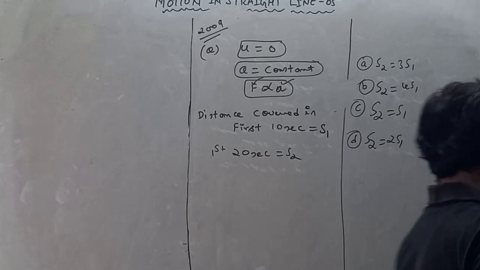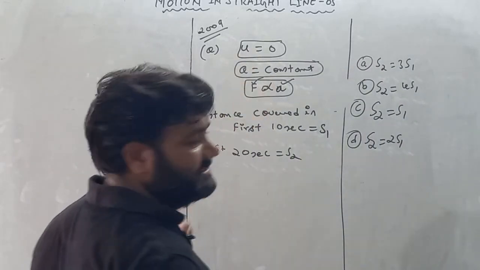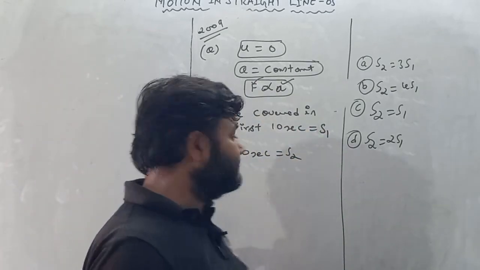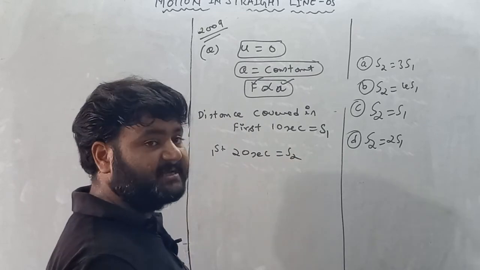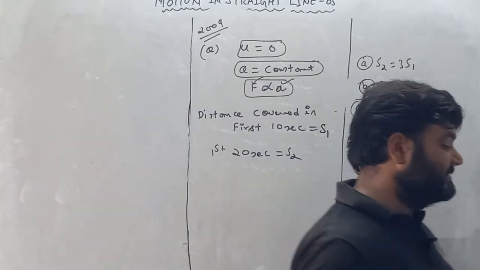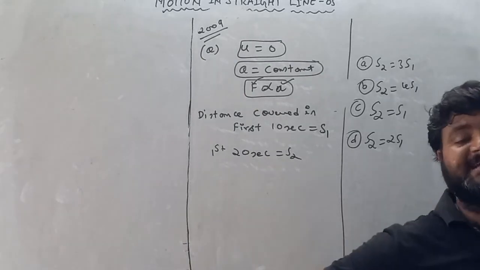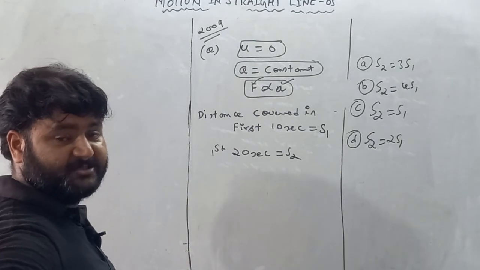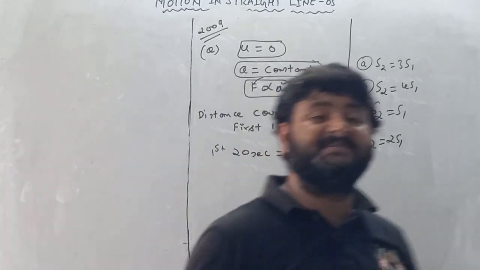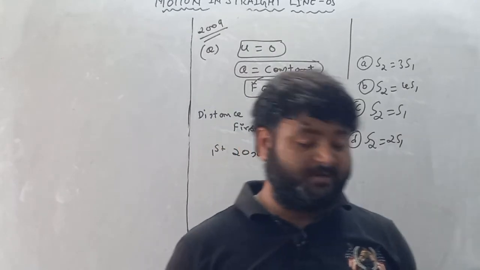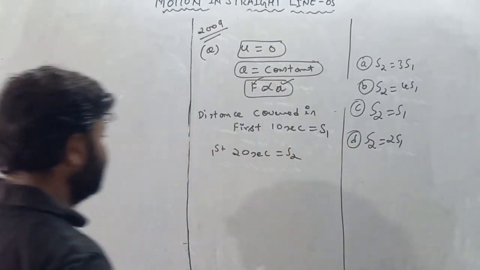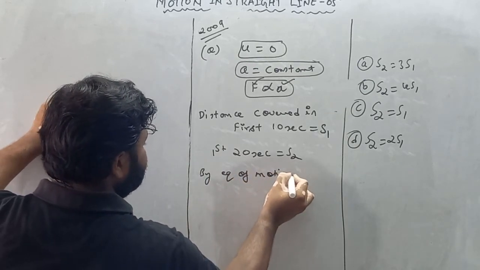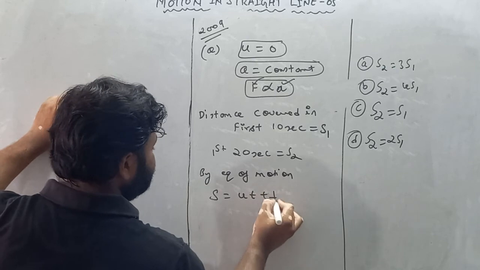See my dear student, in the question they are saying initial velocity is 0 and acceleration is constant. In first 10 seconds the distance covered is s1, and in first 20 seconds the distance covered is s2. So they are saying acceleration is constant. So think about the equation of motion, because if acceleration is constant, then we can apply the equation of motion. So I'll write the equation of motion, that is s is equal to ut plus half at square.